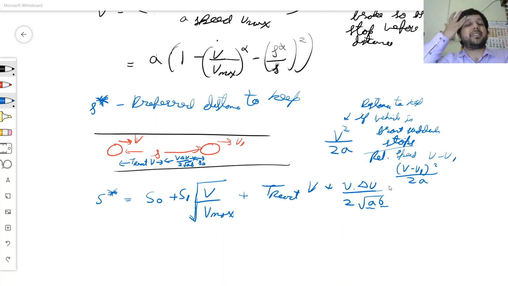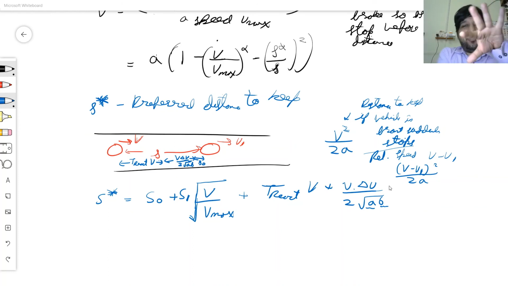So in short, I've got 4 factors which give me my preferred distance from the vehicle in front. The first one says that if I have a reaction time, then for T react times V, I do nothing. The second factor: if the vehicle in front suddenly stops, what's the distance that I require? And if it doesn't suddenly stop, it's going at V1, I'm going at V, so delta V is V minus V1. So how much distance should I keep, taking this into factor?